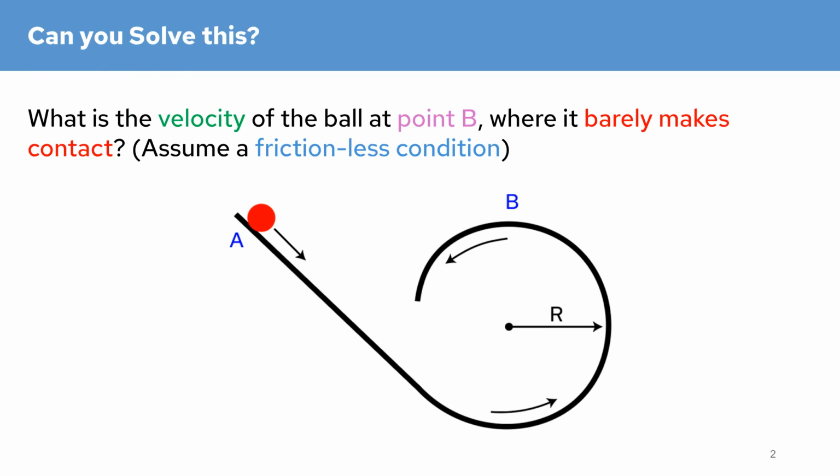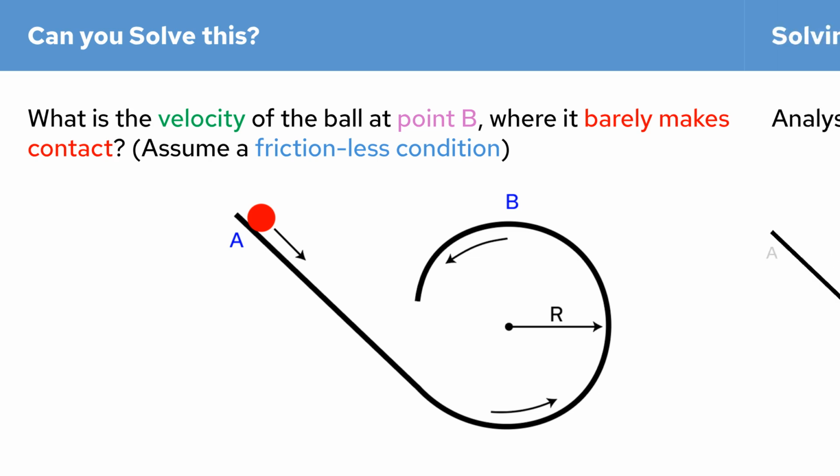In this problem, we examine a ball starting at point A and traveling down a track into a circular loop of radius r. Our specific goal is to determine the velocity of the ball at the highest point of the circle, point B. We are working under two key constraints. One is, the track is entirely frictionless, and the second one is, the ball barely makes contact with the track at point B.